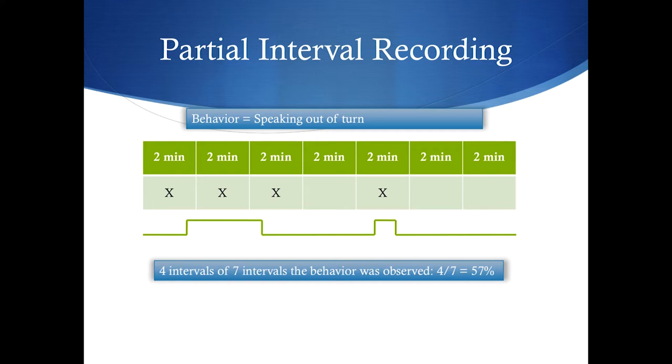All right, so 4 out of the 7 intervals, behavior was observed. In other words, 57% of the time, but that's not quite accurate, right? But kind of, not bad. 4 intervals out of 7, 57%. Yeah, it's not bad, but behavior really didn't happen that much.